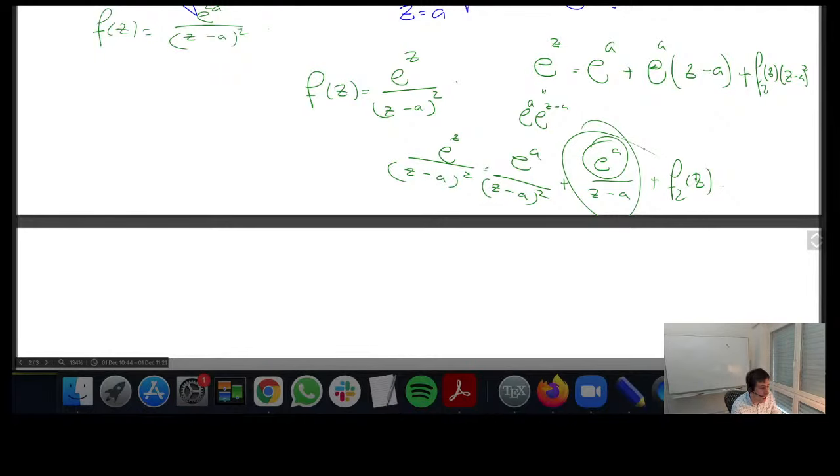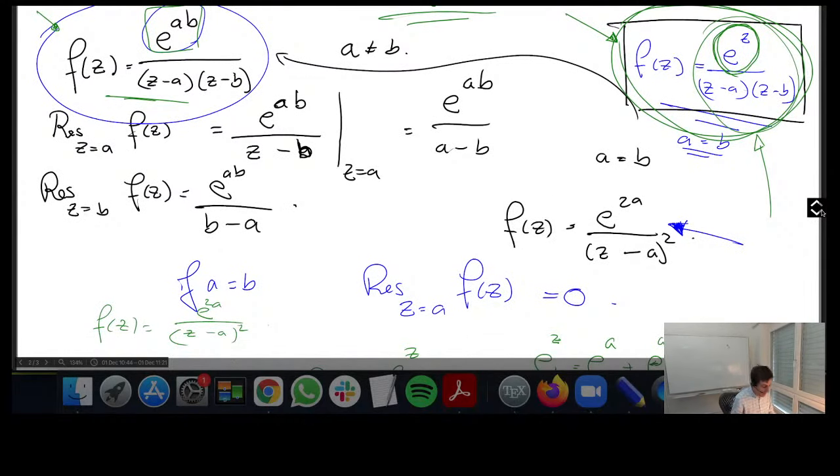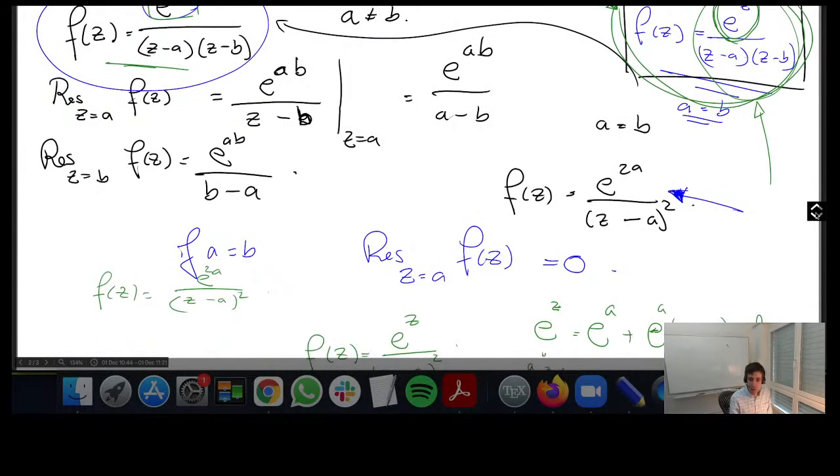Okay. Sorry for the earlier confusion. I had put one function down and had my notes on the other one. Okay. Any questions? Is this clear?